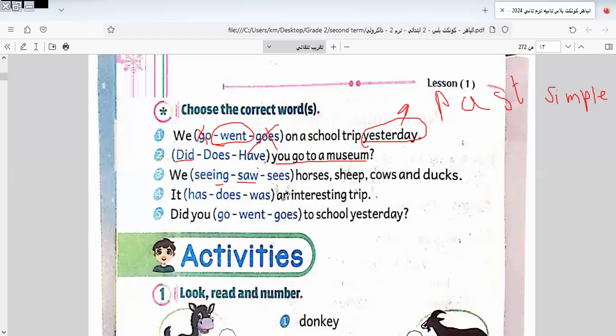It was an interesting trip. A clever topic. Did you go to school yesterday? Did you go? So the answer here will be did you go?